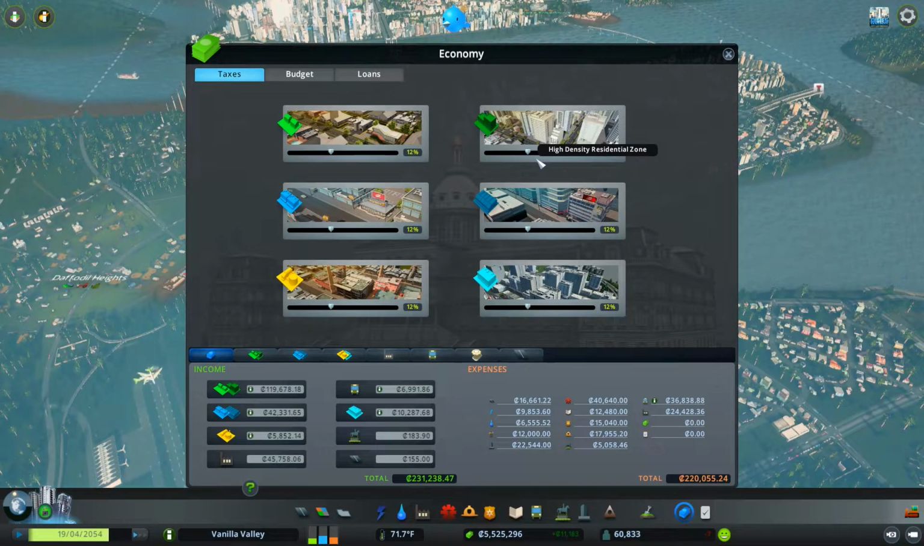Now, you can set your taxes to whatever you'd like. If you set these to 13, they will start to complain. You cannot set them above 12. 12 is like your threshold.